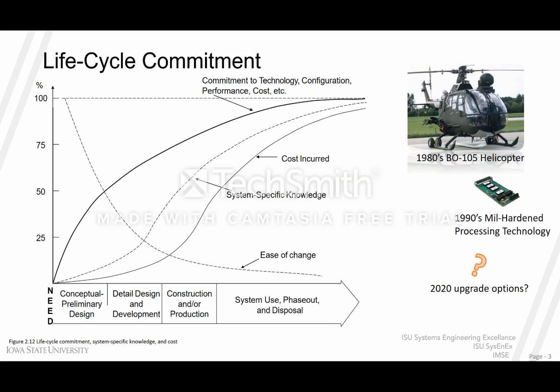This chart from the Blanchard and Fabrycky text explains the life cycle commitment. At the very bottom, you'll see the conceptual, preliminary design, detailed design, development, construction, production, and then system use. So it takes you through development, through deployment, and eventually disposal, moving from left to right. The graphs show the commitment to each of these elements. The first one is the ease of change. At the very beginning, it's almost 100%. In the concept phase, it's very easy to make changes to the system.